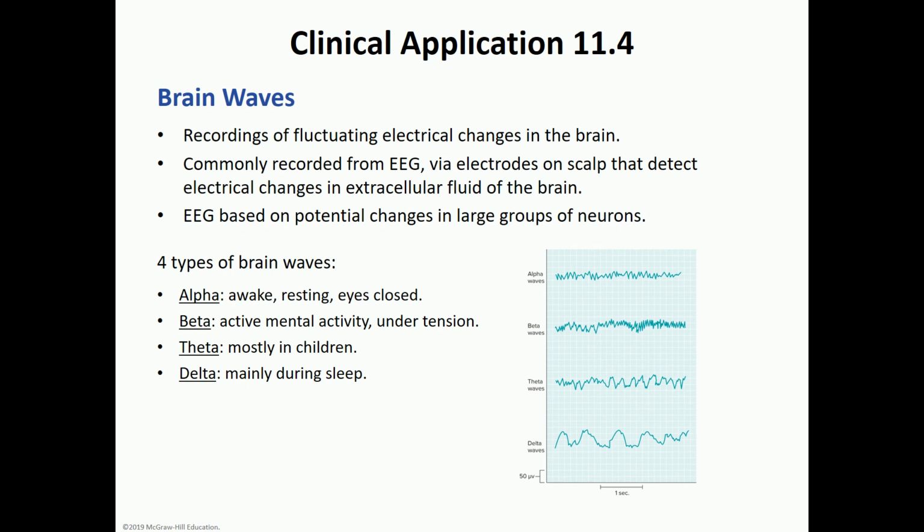Theta waves, these are what usually happen in kids. There's lots of stuff being done in their brains. They're processing, they're active. So these are the theta waves that children would be making. And then the delta waves, which are bigger in amplitude, are made mainly while we're asleep.